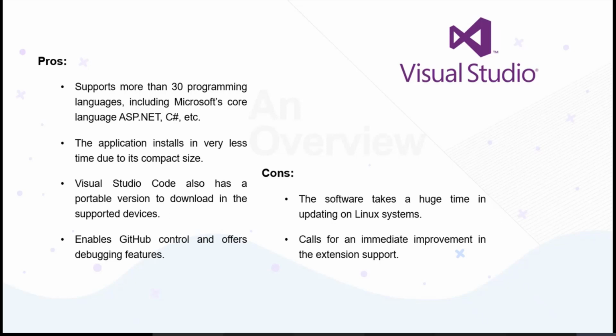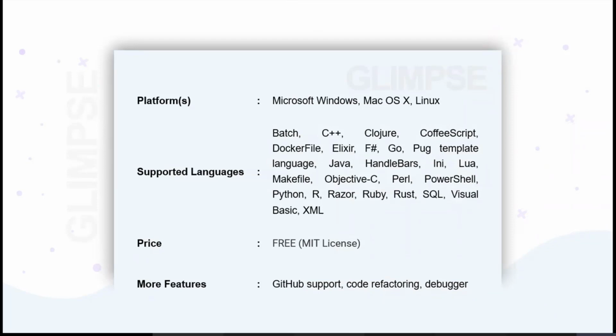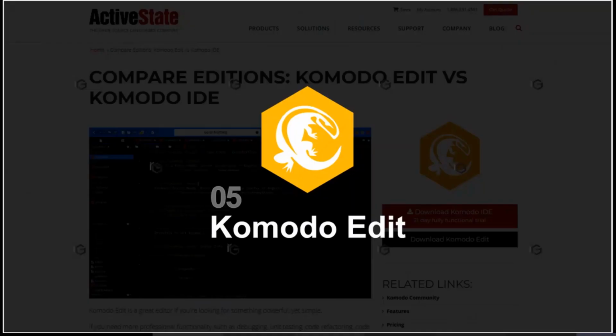So the disadvantages are that the software takes a huge time in updating on Linux systems, and it calls for an intermediate improvement in the extension support. The platforms it supports are Microsoft Windows, Mac, and Linux. It supports a couple of languages, and the price is free. It is covered under the MIT license. More features: it supports GitHub, code refactoring, and a debugger.